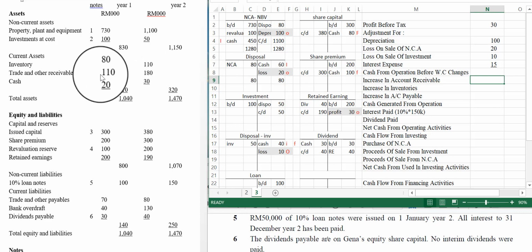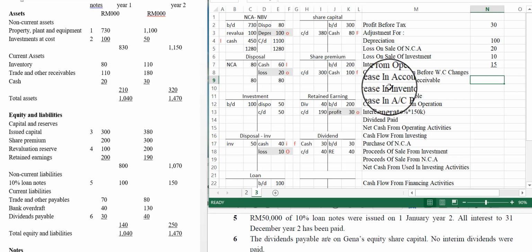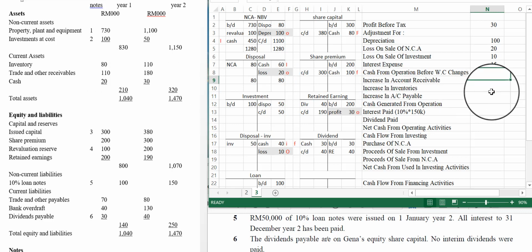So next one, you look for this one, 100 to 150. Trade receivable increases from 100 to 150. So there is an increase in account receivable of 70. But the increase in account receivable, should you plus or minus? Now remember, this increase in account receivable means that your debtors never pay you money, right? So basically you need to minus. Okay, minus 70.